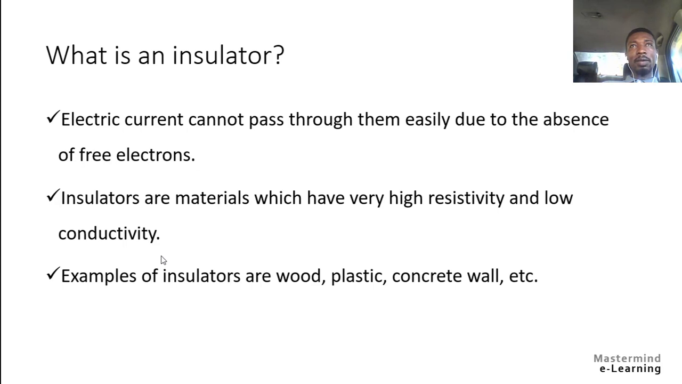The second type of solid we shall look at is the insulator. Now, these are materials which do not allow electricity or electric current to pass through them easily due to the absence of free electrons. Now, insulators do the opposite of a conductor in that they have a high resistivity and a low conductivity. Examples of insulators are wood, plastic, concrete wall. You can think of others which are not listed here, some like paper.